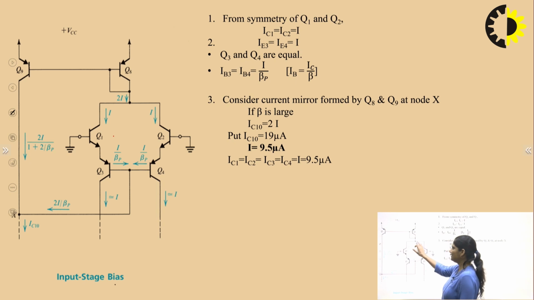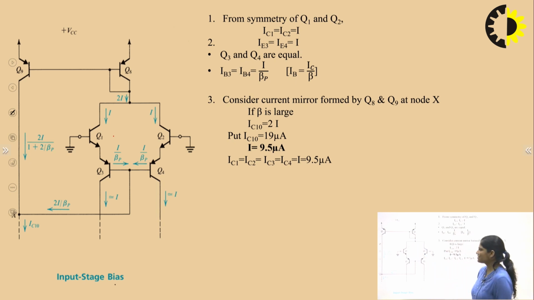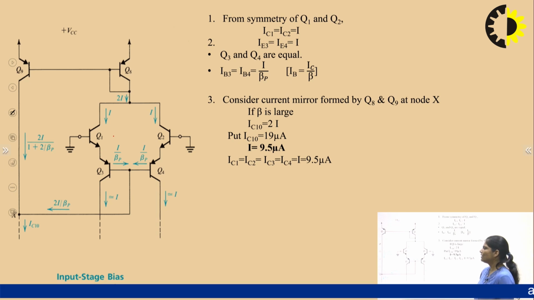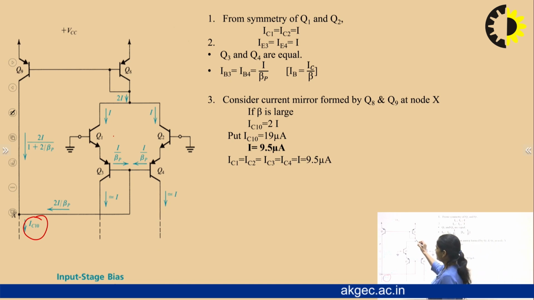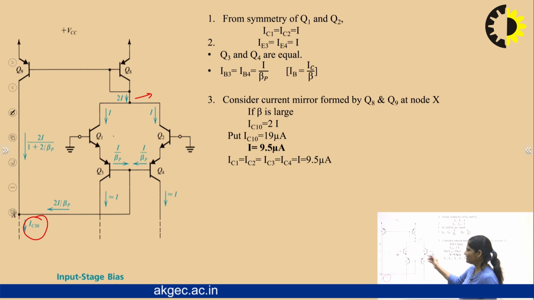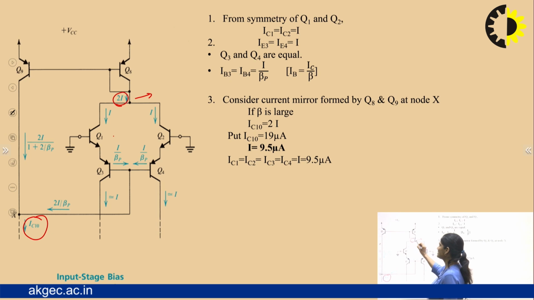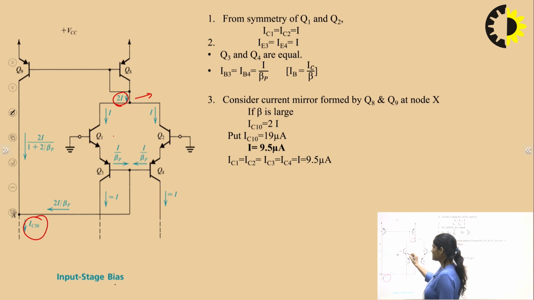First we are calculating terminal currents across transistors Q1, Q2, Q3, Q4. Now here we are getting IC10 from the previous slide. Let us consider 2I current is there, and these two transistors are identical. If 2I current is at the input of this circuit diagram, it is divided equally between transistors Q1 and Q2, this is I and this is I, right.